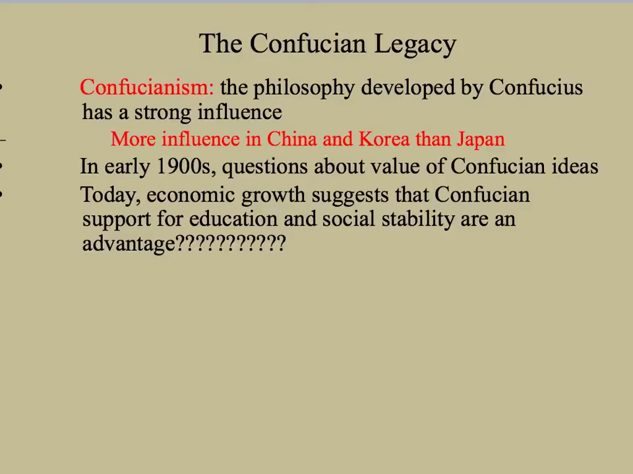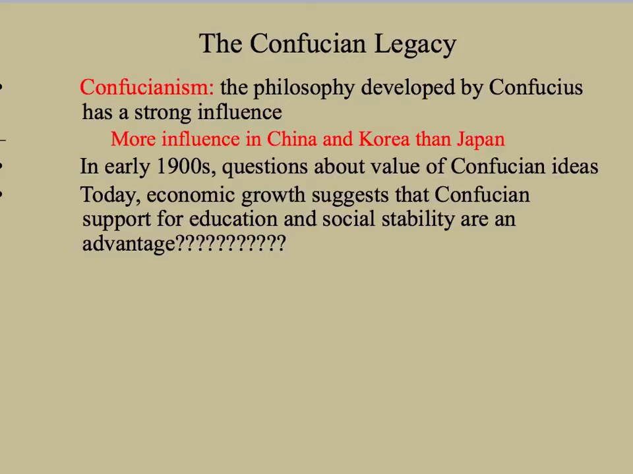Confucianism, if you're looking at it once again as a philosophy, was developed by a man named Confucius, and still has a strong influence. One of the reasons is because Chinese people will say, well, I follow the philosophy of Confucianism, and they can get away with that because it's not being deemed as a religion, and therefore it's okay. It tends to have more influence in China and Korea than Japan. Japan had its own religion or philosophy.